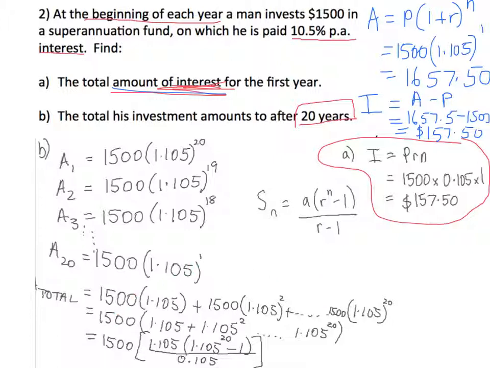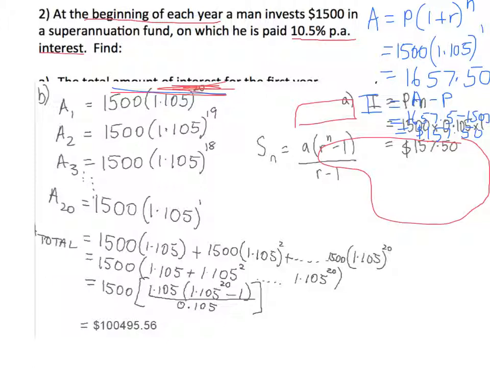Next step, I've factorised out the 1,500, and in brackets we have the sum of a geometric series, where the first term is 1.105, and the common ratio, the ratio between the second term and the first term, is also 1.105. Looking at the powers, we go from power of 1 all the way up to power of 20, which means there are 20 terms in that series.